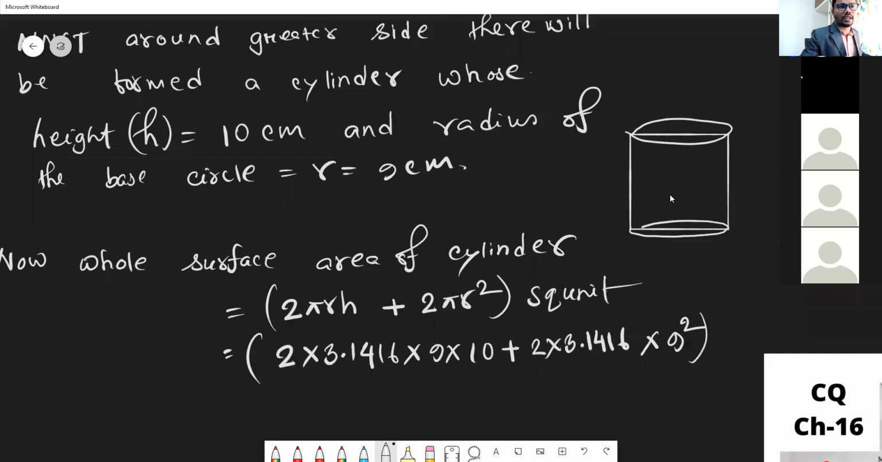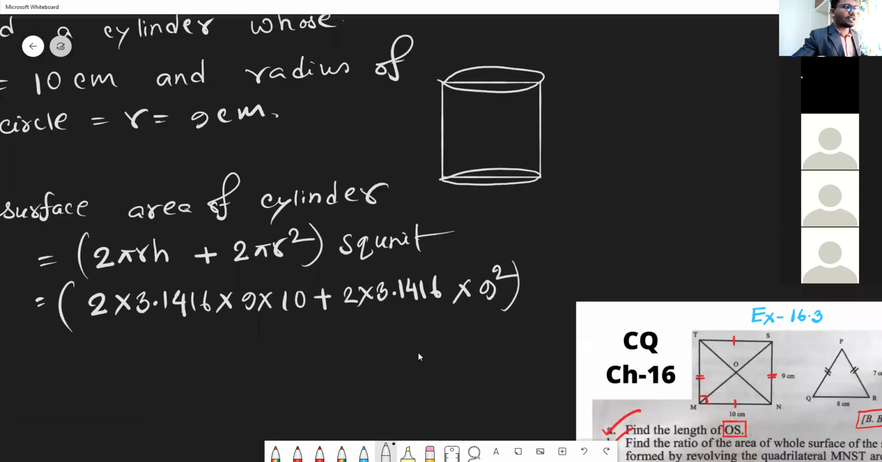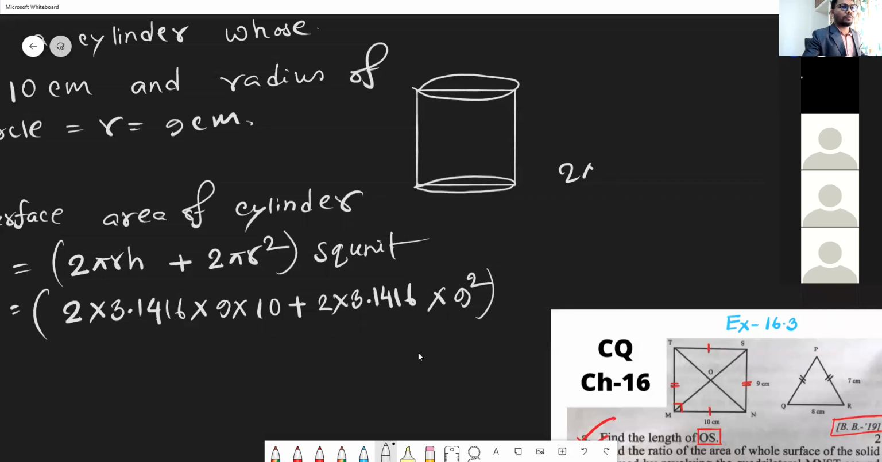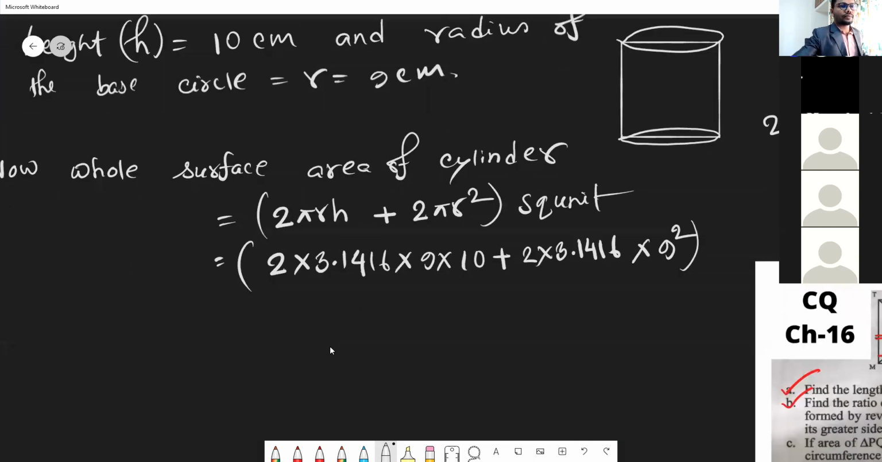There is another circle whose area is pi r square. And together it will create 2 pi r square. If someone wants to write like this, taking the 2 pi r common, he can write r plus h, no problem. Okay. Any more questions? Rabita? No. Okay, please carry on.